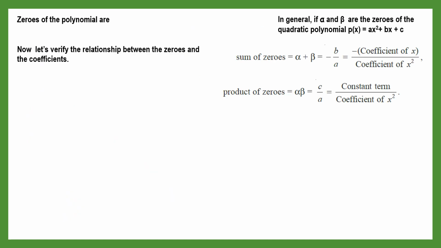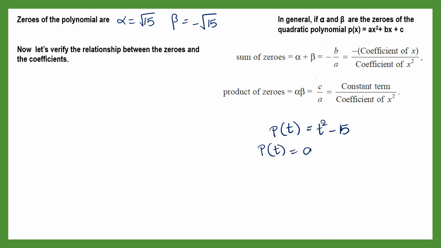Now let's verify the relationship. Zeros of the polynomial: alpha is equal to plus root 15, beta is equal to minus root 15. The given question is what? P of t is equal to t square minus 15. Let's compare with general form of the equation. Instead of p of x, let's take p of t is equal to a t square plus bt plus C. Now compare.